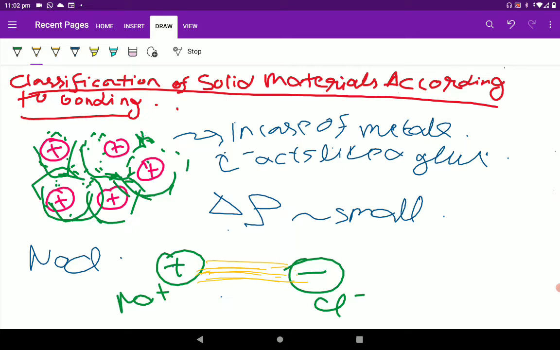Now in a covalent solid, we know that the outer electrons are shared equally by the bonding atoms, and in the case of a covalent solid, there is a strong oscillation of the charge density. An example of a covalent solid is silicon.